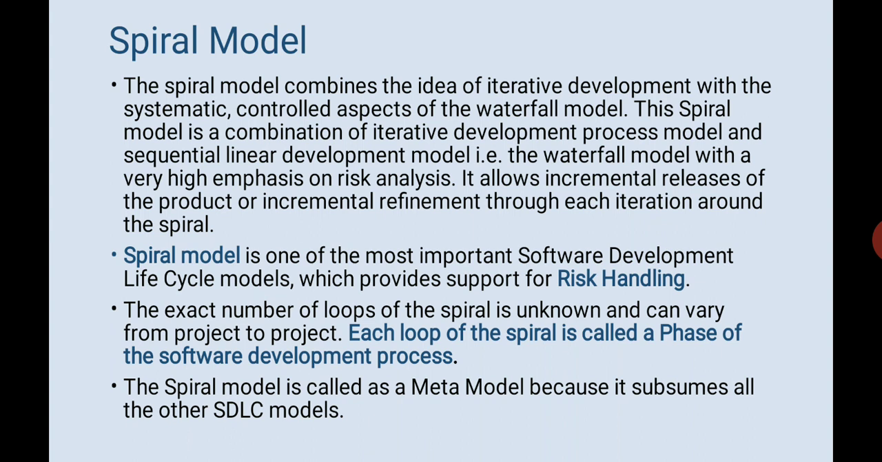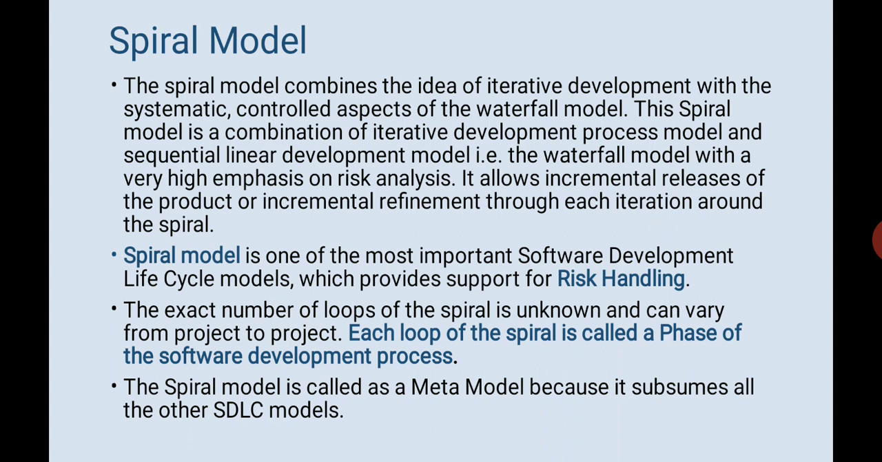Next we come to the spiral model. The spiral model combines the idea of iterative development with the systematic controlled aspects of the waterfall model. This spiral model is a combination of the two, the iterative model and the waterfall model: the iterative development process model with the linear sequential development model, with a very high emphasis on risk. So risk evaluation is one of the focuses in the spiral model. It allows incremental releases of the product, or incremental refinement, through each iteration around the spiral.